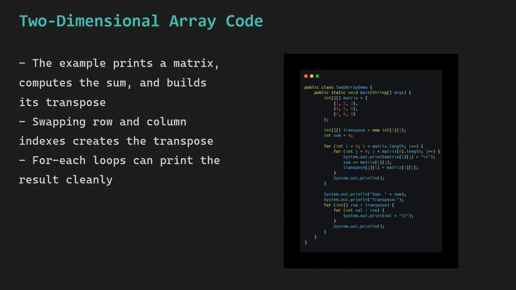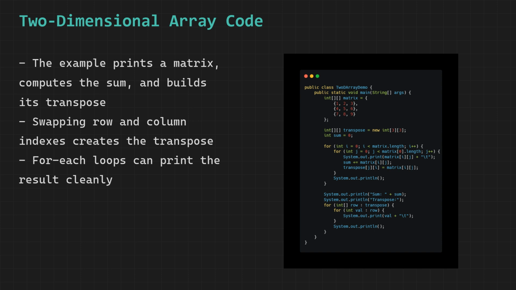For every element at position i, j, 3 things happen inside the inner loop. First, matrix[i][j] is printed followed by a tab character for spacing. Second, the element is added to sum. Third, the element is written to transpose[j][i]. Notice the row and column indices are swapped. This is the definition of a matrix transpose.